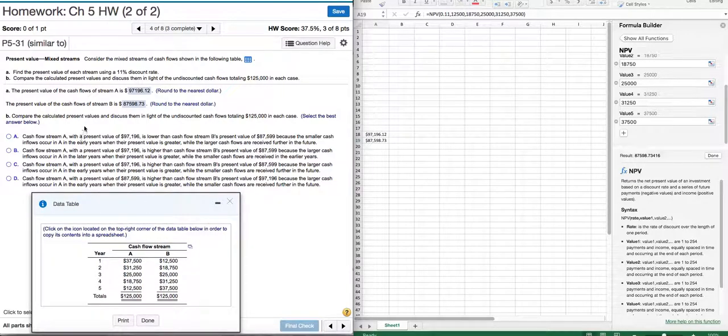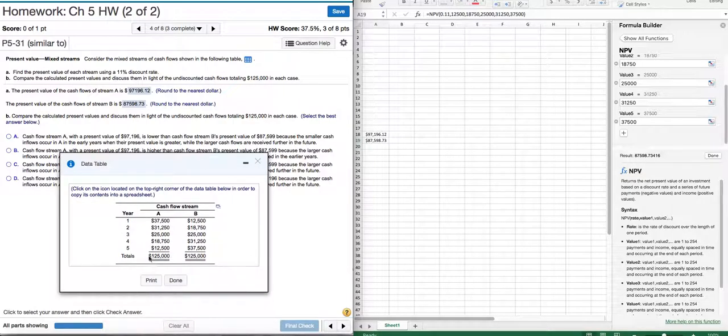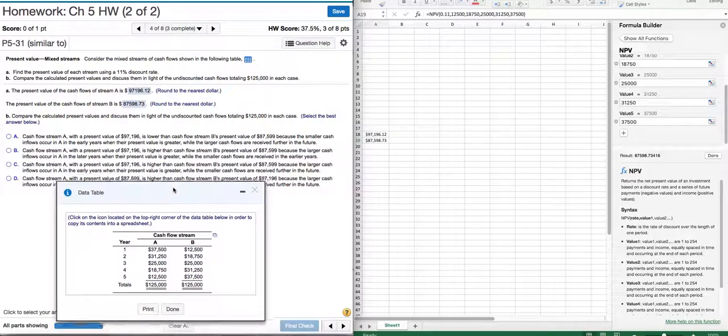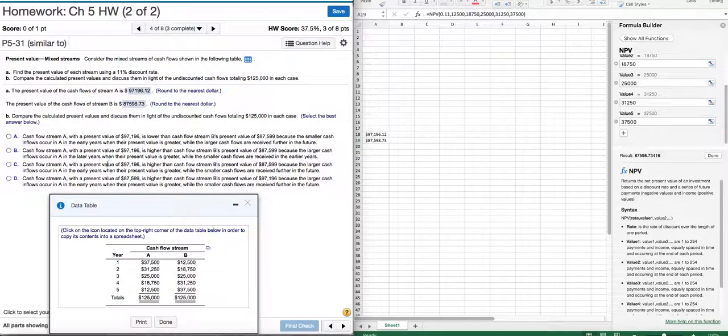In part B, we are just comparing the present values of the two, especially in terms of the fact that they both equal $125,000. Both streams equal 125, but their present values are obviously different. We see here that the cash flow stream in A is lower than stream B. That's not correct. Cash flow A with a present value of 97 is higher than cash flow B, so that's correct so far. And it says because the larger cash inflows occur in A in the later years, so that's incorrect. They actually occur in the earlier years.